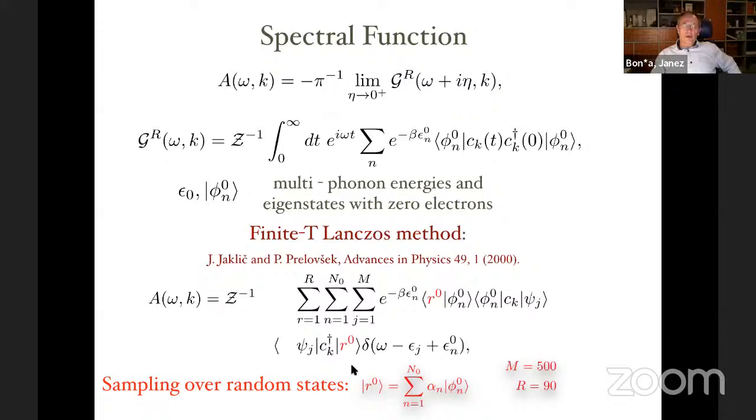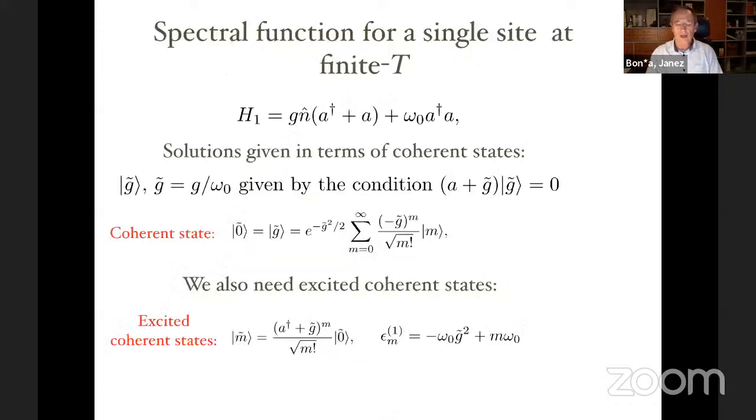And so this is the way that one can, still using the same method, compute the spectral function at finite temperature. And then I will show you later that this method works quite well, because it turns out that you can derive exact frequency moments for the spectral function, which can then act as a test of the method. But the first thing I would like to show you is a cute thing that you can give to undergraduate students. It turns out that you can compute the spectral function for a single site at finite temperature.